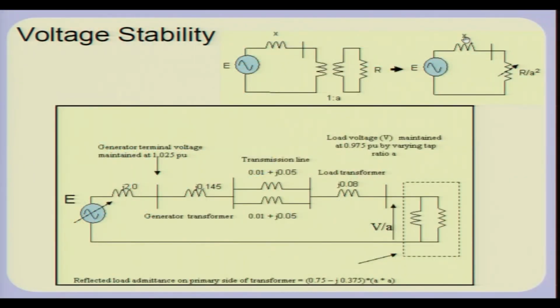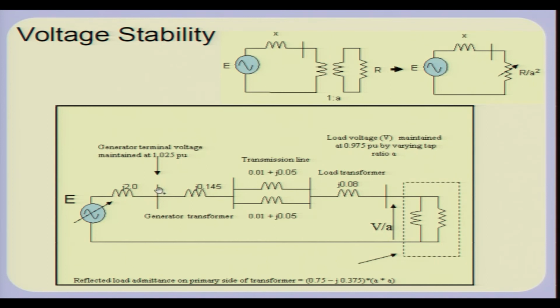Normally r by a square will be much larger than x, but under certain circumstances you can have x becoming very large. For example, a synchronous machine: normally the excitation system would regulate the voltage at its terminals, but in case the terminal voltage cannot be regulated because the field voltage has reached its limit, that is, the field current has reached its limit because of thermal considerations.